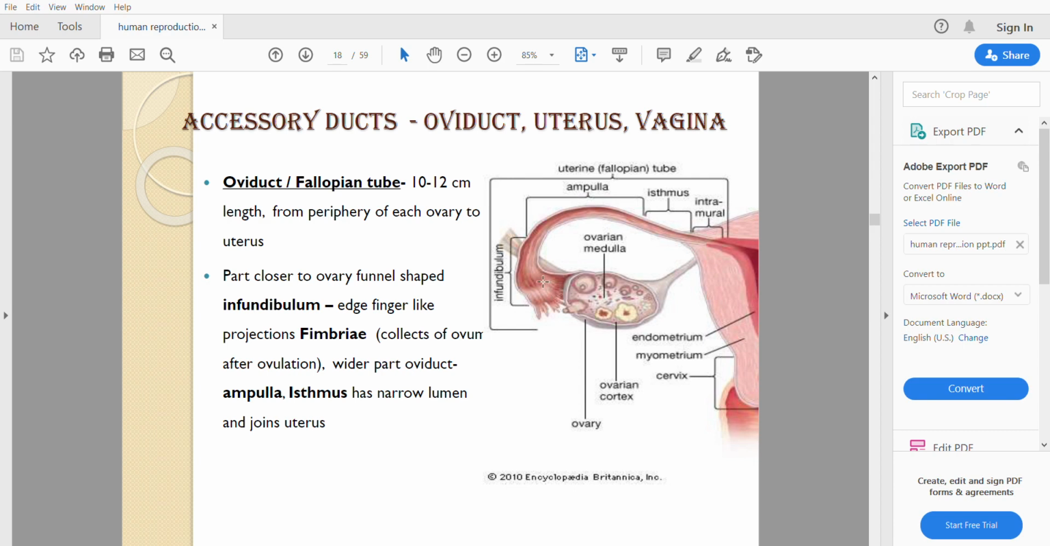So this is called the fimbriae, the anterior part of the infundibulum, whose function is to capture the ovum released by the process of ovulation. The wider part of the oviduct is called the ampulla, and then it has a narrow part. This narrow part is called the isthmus, and the isthmus joins with the uterus. These are all the accessory ducts. One is called the oviduct. Now you have seen the oviduct structure.